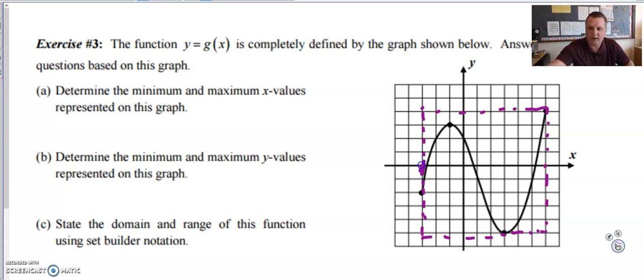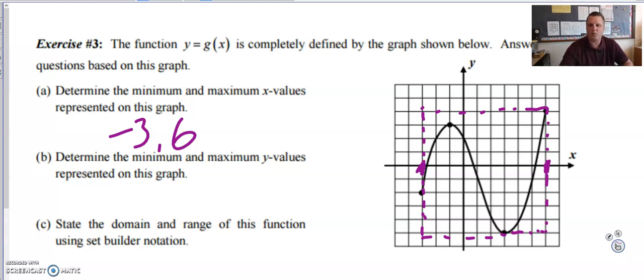So here is my smallest x. This is my largest x. So find the y-axis. The minimum x value is negative 3. The maximum is 1, 2, 3, 4, 5, 6. So determine the minimum and maximum x values represented on this graph. It's negative 3 and 6.